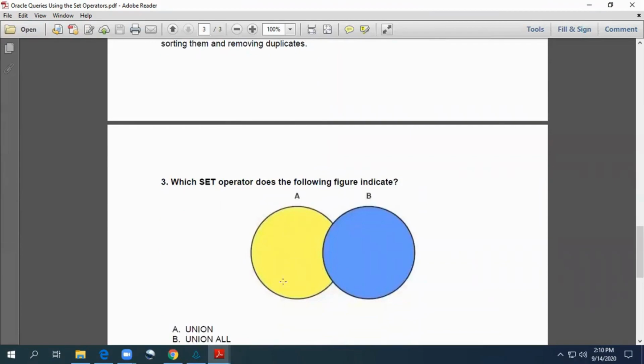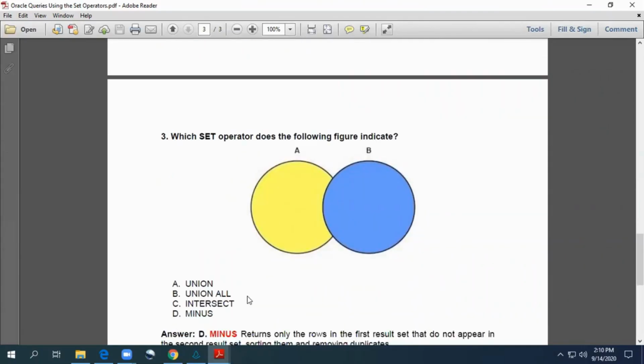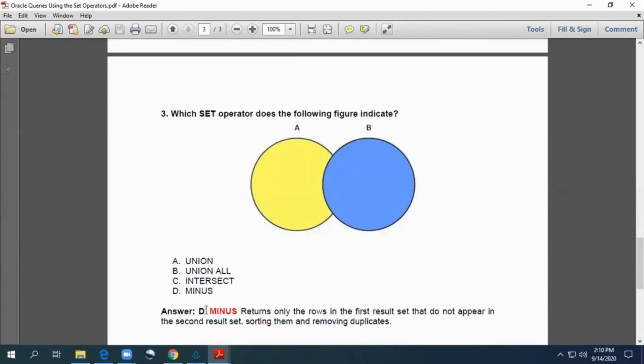Here the portion shown is the one returned by the first query. So what is this operation? It is definitely the minus operation. The minus operation returns only the rows in the first result, my first result being portion A here, that do not appear in the second result set.